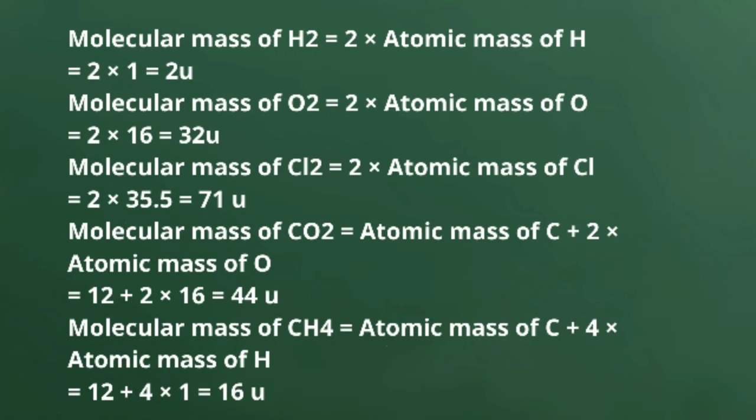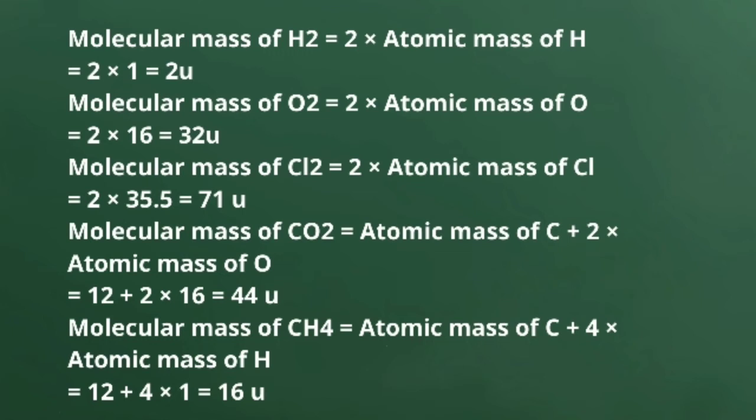is equal to 71U. Molecular mass of CO2 is equal to atomic mass of C plus 2 into atomic mass of oxygen is equal to 12 plus 2 into 16 is equal to 44U. Molecular mass of CH4 is equal to atomic mass of carbon plus 4 into atomic mass of hydrogen. Means 12 plus 4 into 1 is equal to 16U.